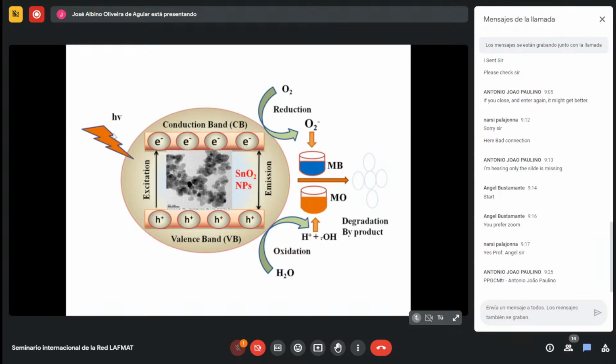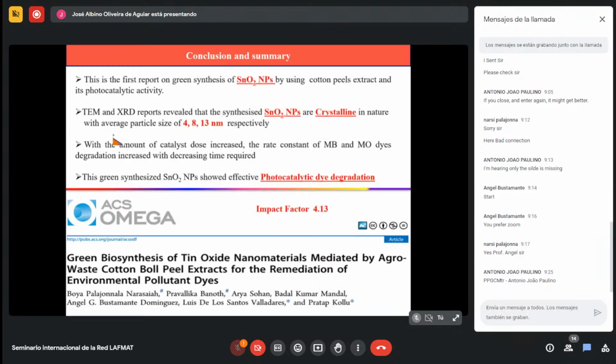Then the valence band holes are captured by water molecules, forming hydroxyl radicals. The hydroxyl radicals and superoxide radicals are highly reactive and readily react with the dye molecules, degrading the dye.